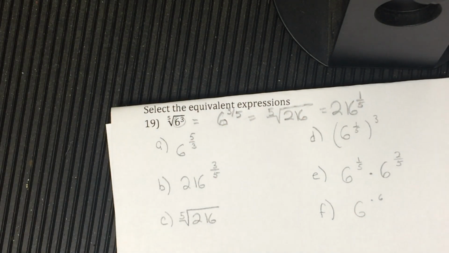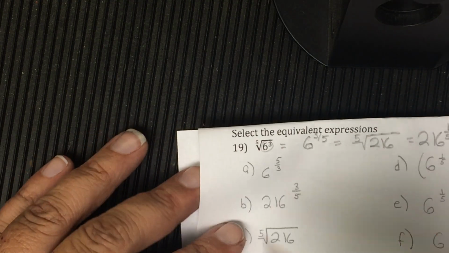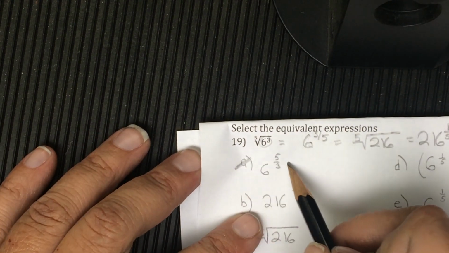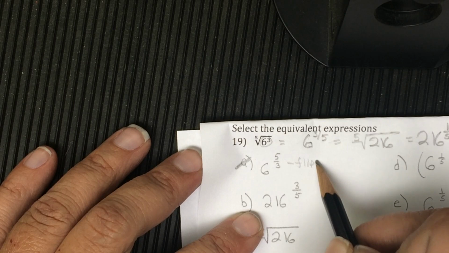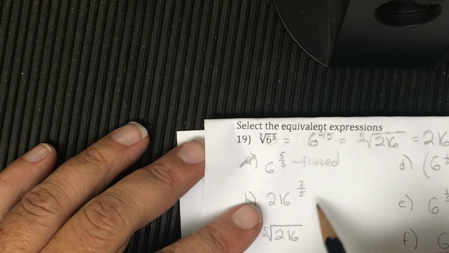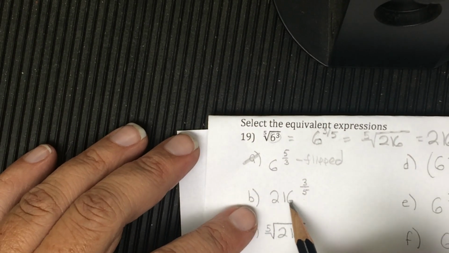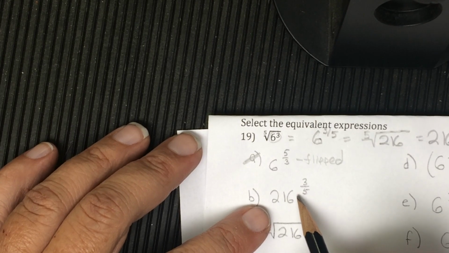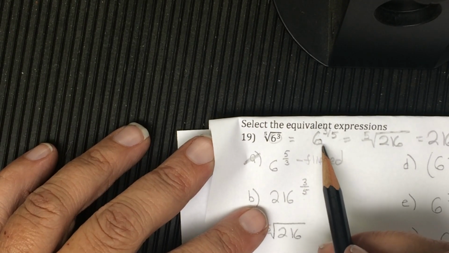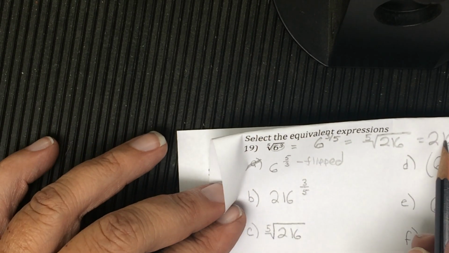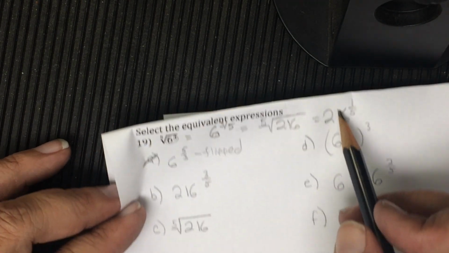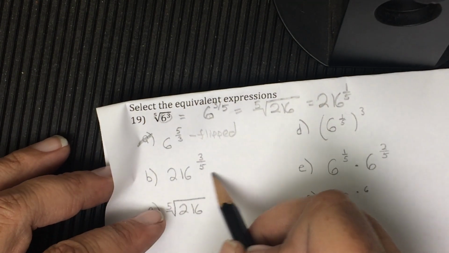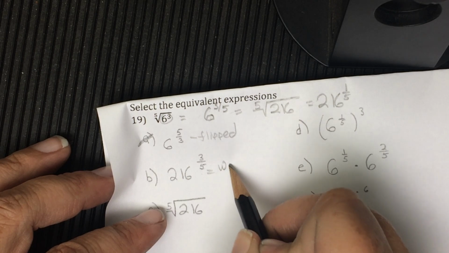6 to the power of 5 over 3 is our first choice. No, because they flipped the fraction. That's wrong. What about 216 to the power of 3 over 5? Nope, we could use 6 to the power of 3 over 5, or we can use 216 to the power of 1 over 5. This one does not work. It's the wrong exponent.